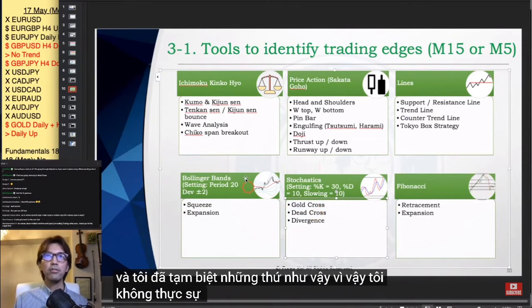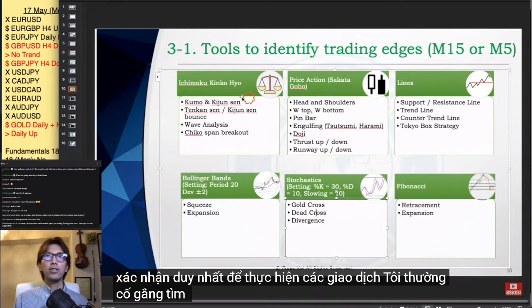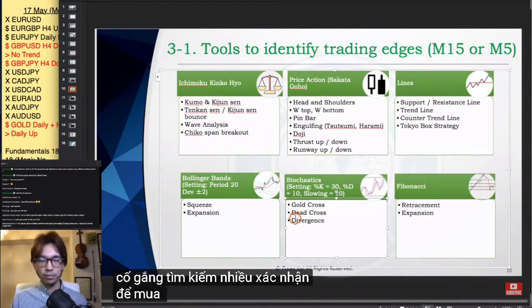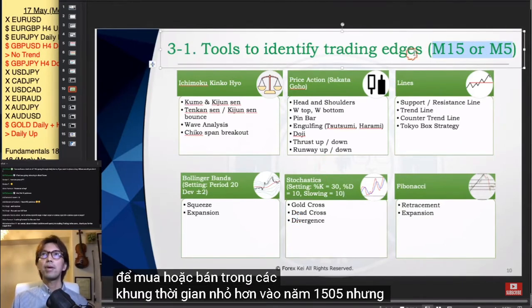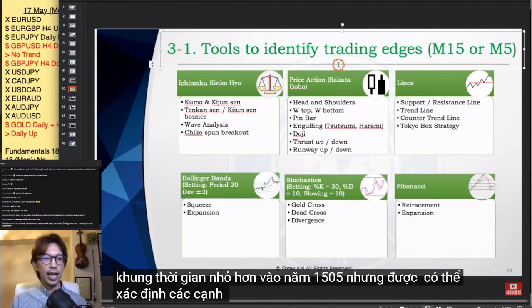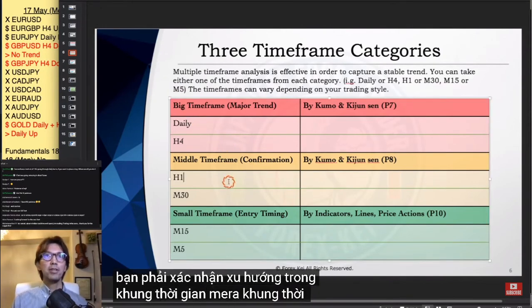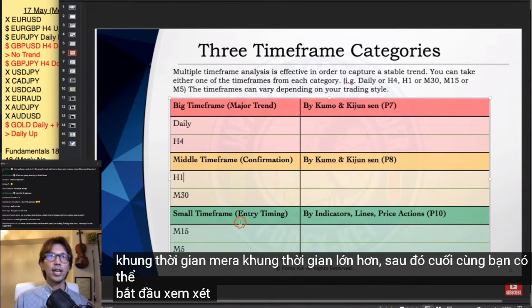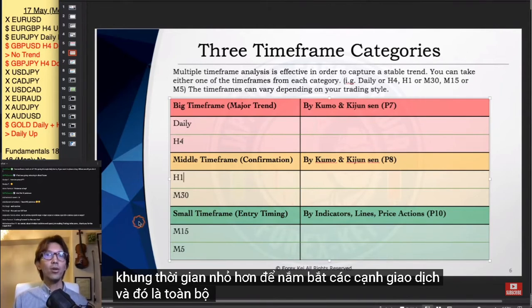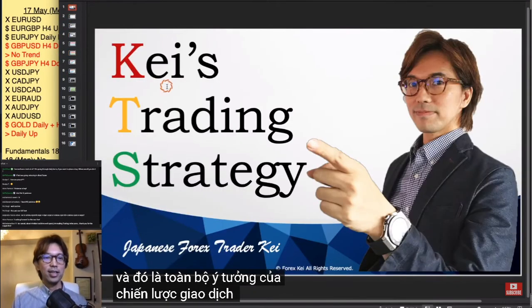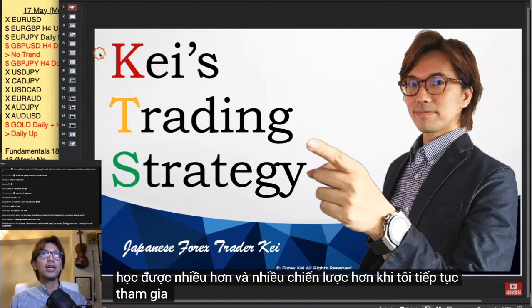So I don't really take one single confirmation to take trades. I usually try to look for multiple confirmations to take a buy or sell in smaller time frames, in 15 or 5. But to be able to identify the trading edges, first of all, you have to confirm a trend in the bigger time frame, the middle time frame. Then you can finally start to look at the smaller time frames to capture the trading edges. And that's the whole idea of this KTS, Kei trading strategy. You will learn more and more strategies as I keep joining my future lives.